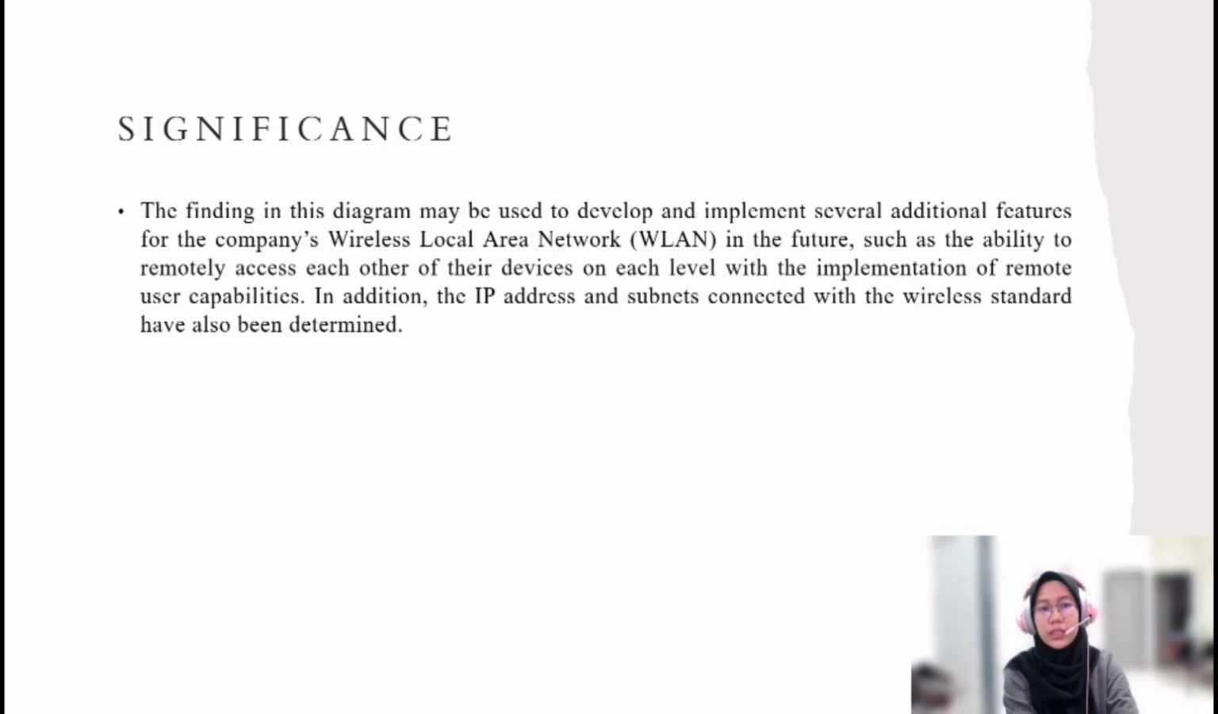For the last one for chapter one is significance. The findings in this diagram may be used to develop and implement several additional features for the company's wireless local area network, WLAN, in the future, such as the ability to remotely access each other or their device on each level, with the implementation of remote user capabilities. In addition, the IP address and subnets connected with the wireless standard have also been determined.